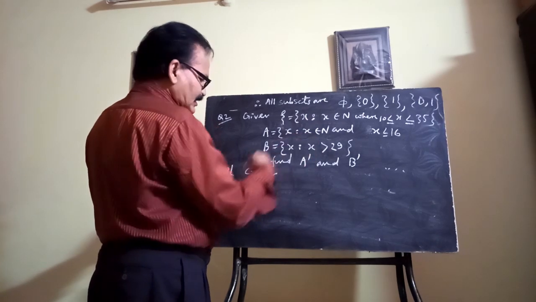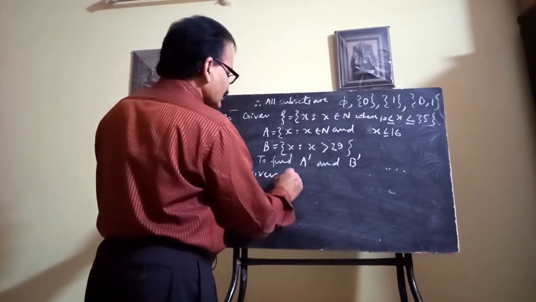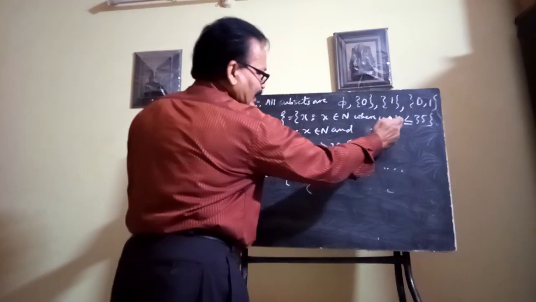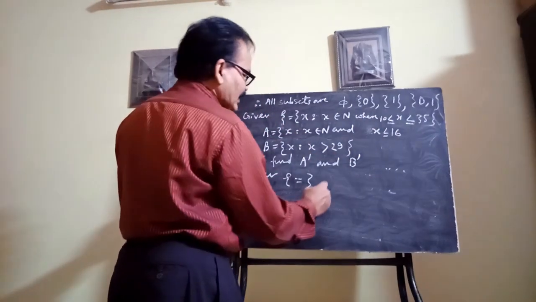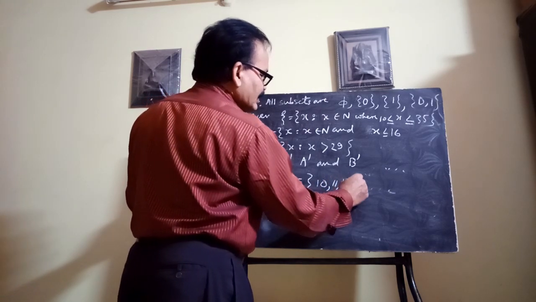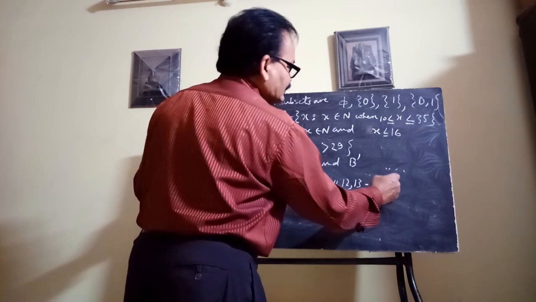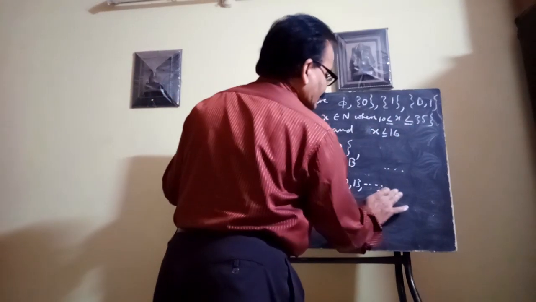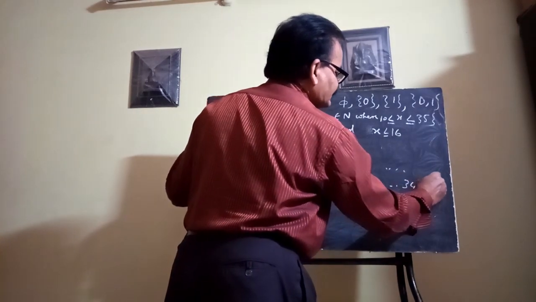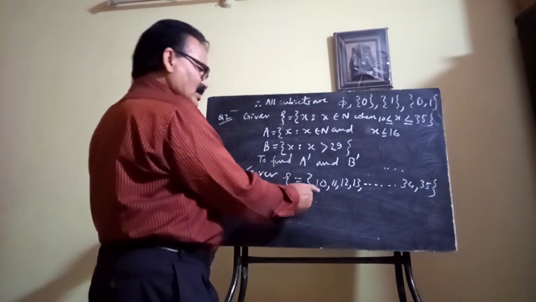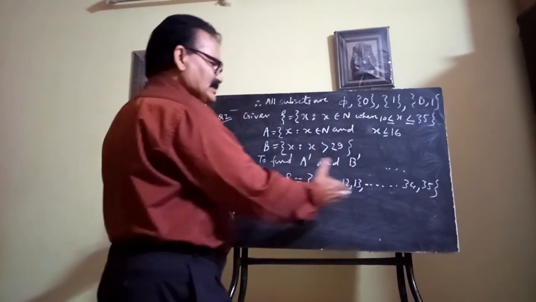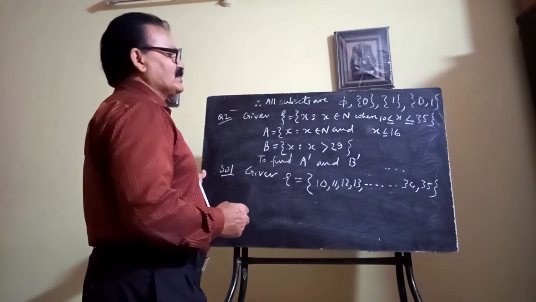This much is the question. Now the solution. Given universal set: x belongs to natural number and x is greater than or equal to 10. So you have to consider 10, then 11, 12, 13, and less than or equal to 35. So you proceed up to 34, 35 is the last. Starting from 10 and ending at 35, this much of the natural numbers is contained in the universal set.